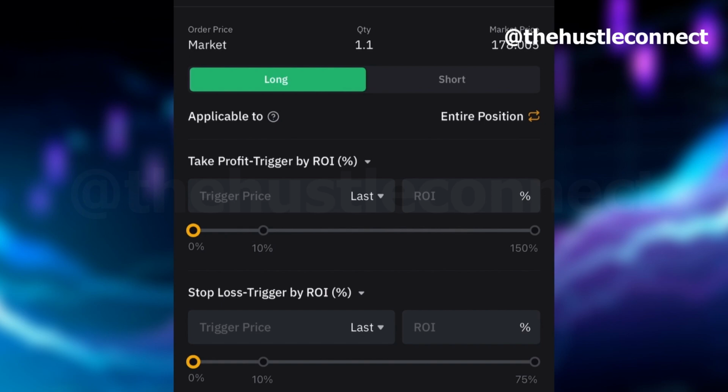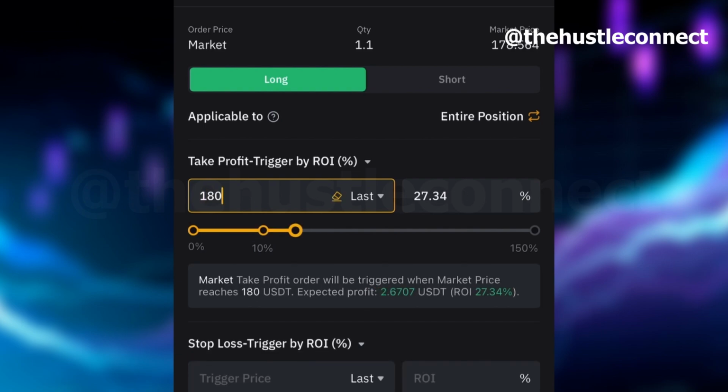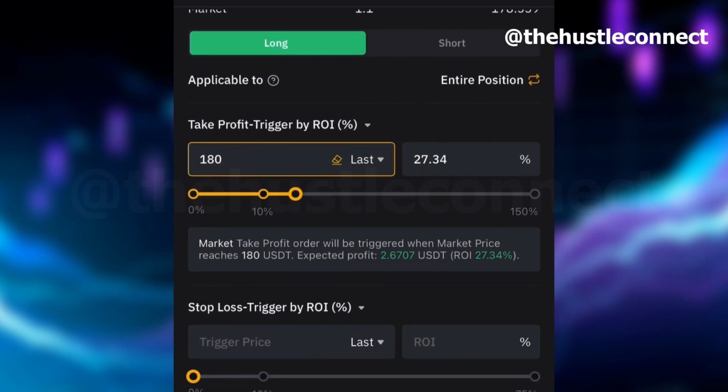For example, if I set the stop loss at 175, by the time it gets to 175, it is going to pull me out of that market so I don't lose all the money that I've invested into it. Now, over here, I'm going to type in the amount that I want. I'm going to set the price that I want it to get to before it takes profit for me. So I'm going to say 180. I'll be making a total of 27% profit if it gets to 180, and then it's going to pull out.